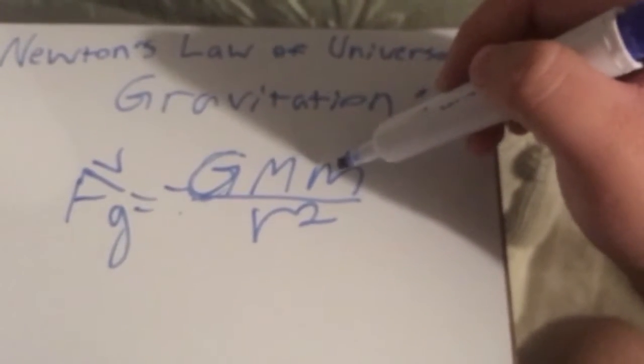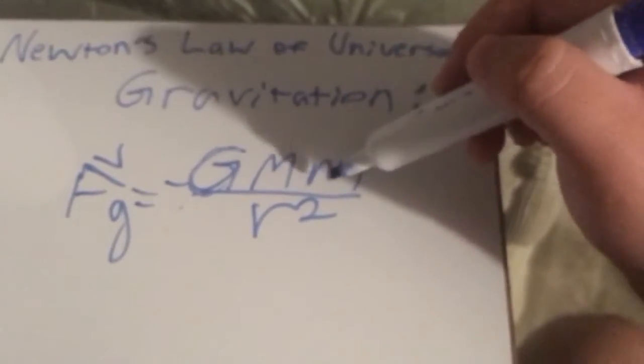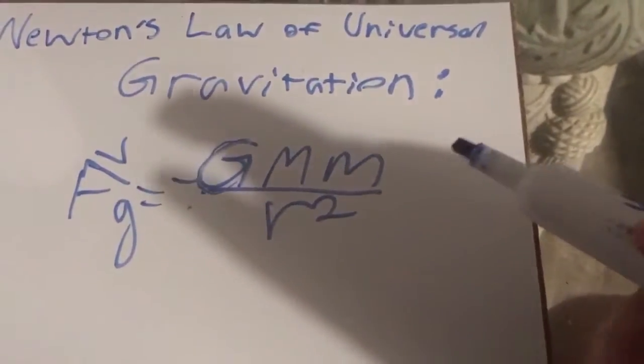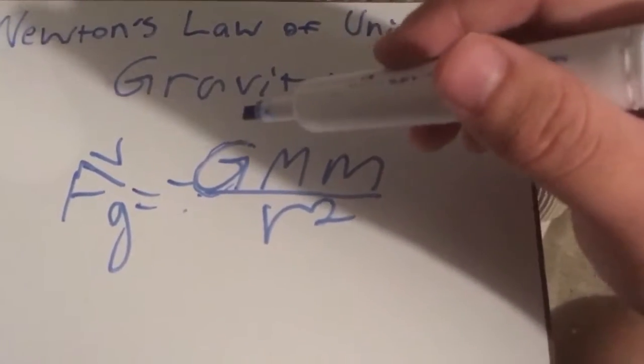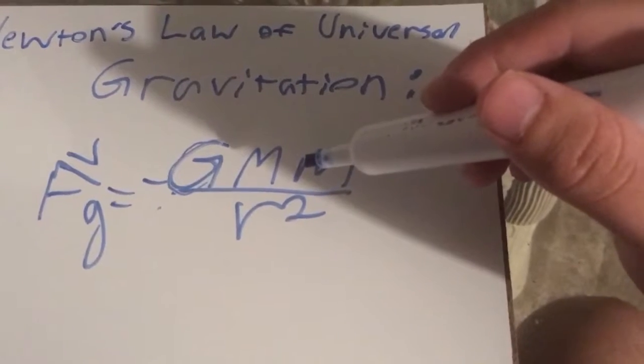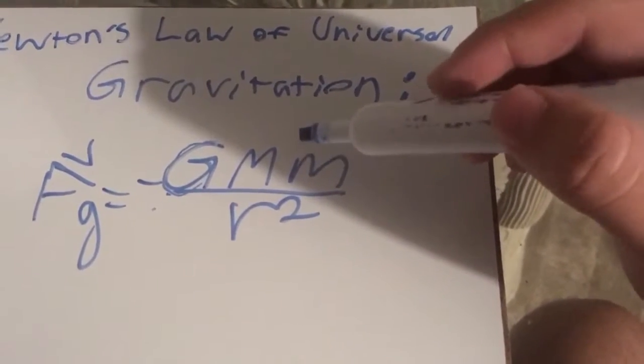In this video, I'm going to be talking about the universal law of gravitation. It can be written that the force of gravity is equal to this gravitational constant times the mass of the larger body times the mass of the smaller body, all divided by the radius squared, and it'd be negative. Another way you can read this is that the force of gravity is directly proportional to the product of the masses and is inversely proportional to the radius squared.